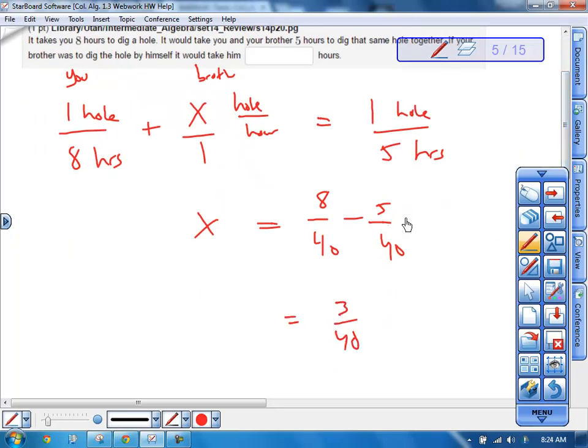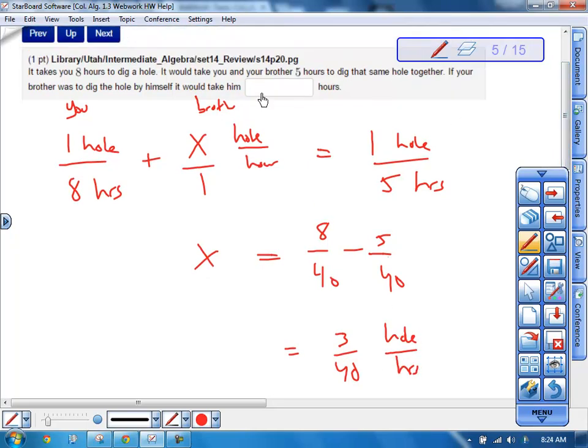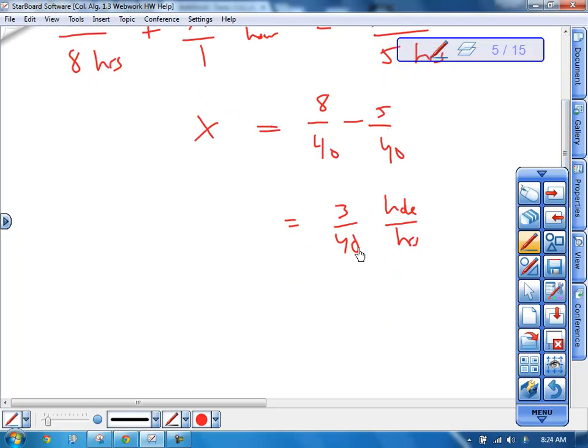Now keep in mind that gives me holes per hour. So holes per hour, and that's not what they wanted. They wanted to know how many hours it takes to dig a hole. So I need to reciprocate this. So I want 40 over 3, and that's hours per hole, which is what they asked for, which you can enter in as 13.3 repeating if you want.